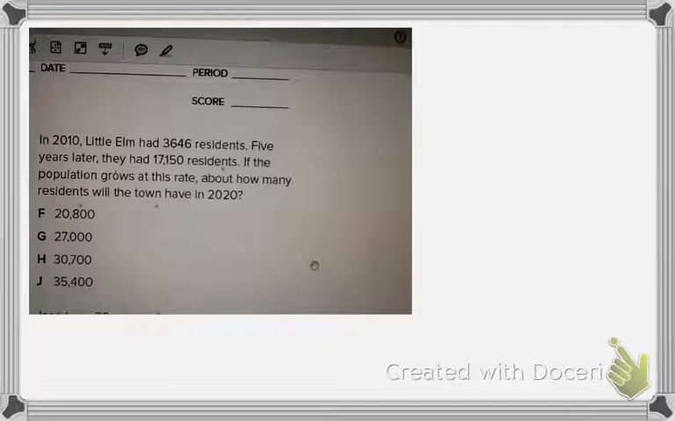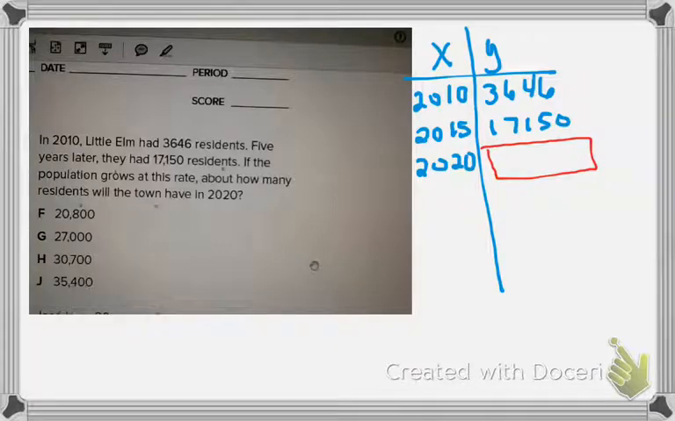Alright, so this is a word problem. In 2010, Little M had 3,646 residents. 5 years later, they had 17,150 residents. If the population grows at this rate, about how many residents will the town have in 2020?